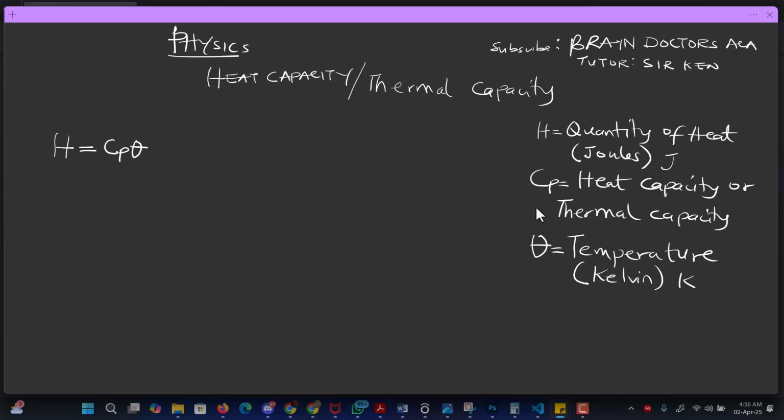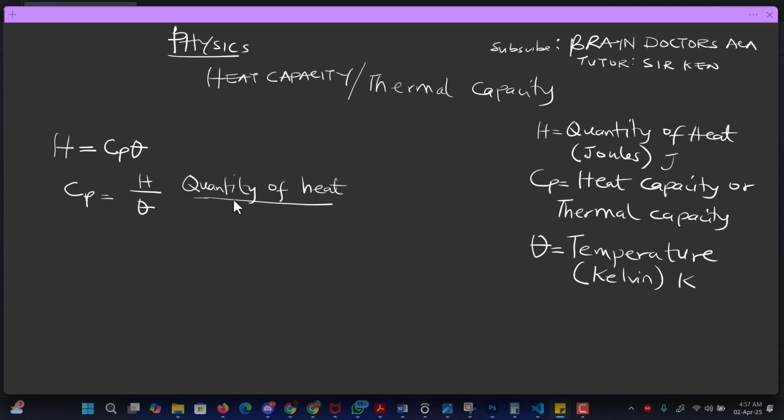So let me go back to what I wanted to explain today, which is heat capacity. From this formula, I have given out that H is equal to Cp theta. This is one of the formulas for heat. There are other formulas for heat too, but when we go deeper, I will give you those. If you make Cp the subject of the formula, I have Cp equals H over theta, dividing both sides by theta. Remember, H simply means your quantity of heat, or you can call it your heat.